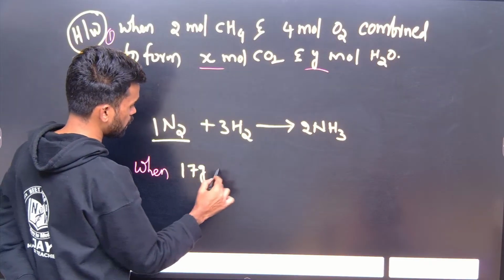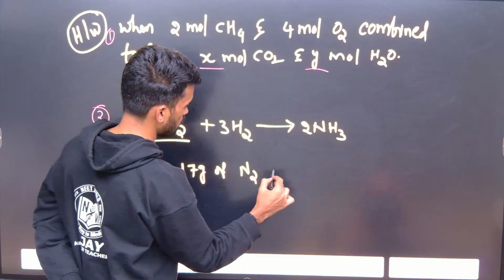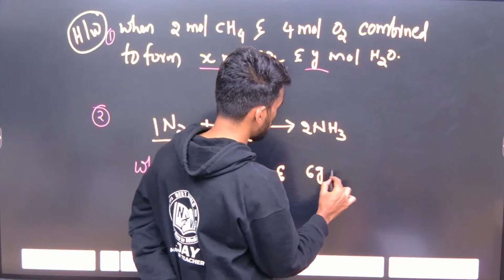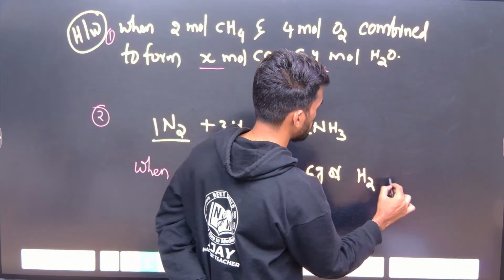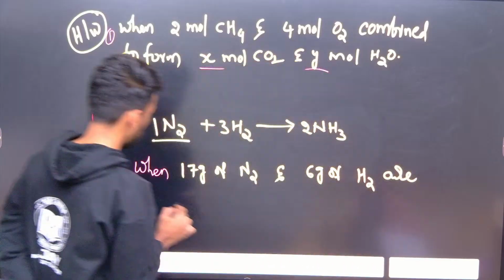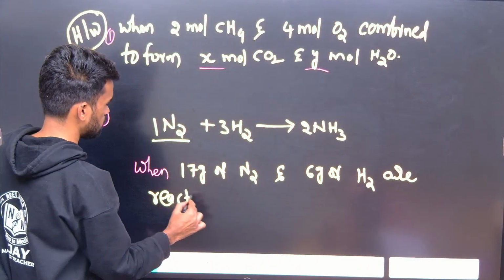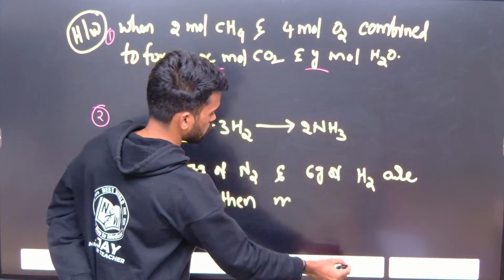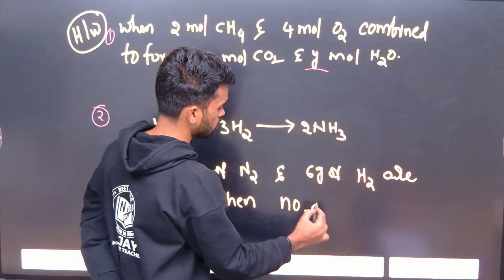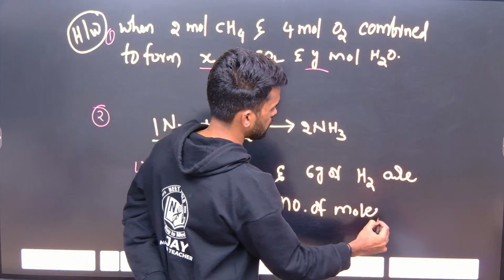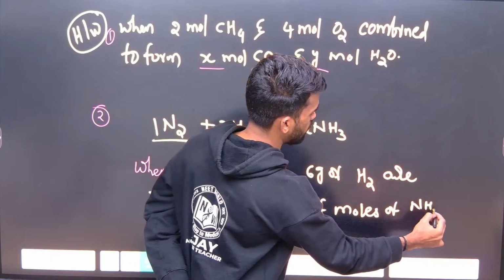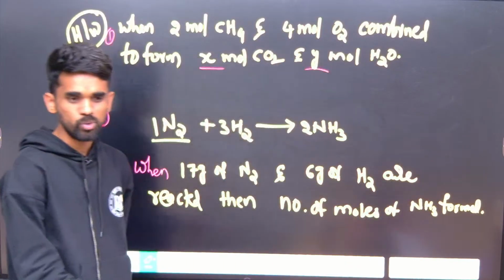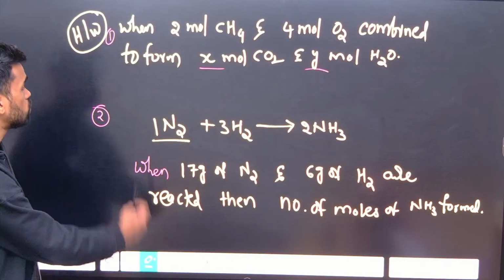So now you need to do this: when 17 grams of N2 and 6 grams of H2 are reacted, then find the number of moles of ammonia formed or the weight of ammonia formed. Okay, so these are the two homework questions.